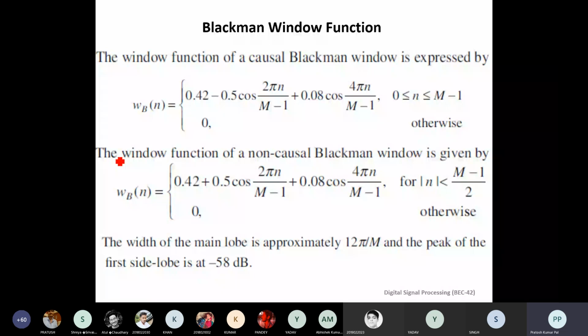Up to here we have seen the examples of Hamming and Hanning windows. Now we will see what the Blackman window is. In the Blackman window, similar to other windows, there is a fixed mathematical formula. Window functions have a fixed mathematical formula. One thing to note is that this filter designing is basically an approximate method.